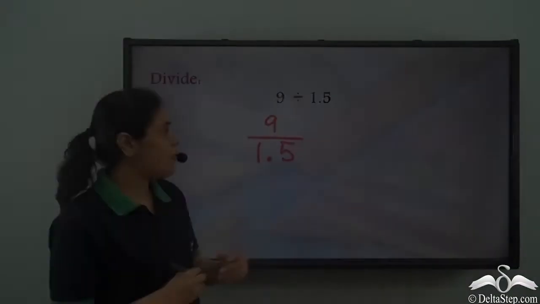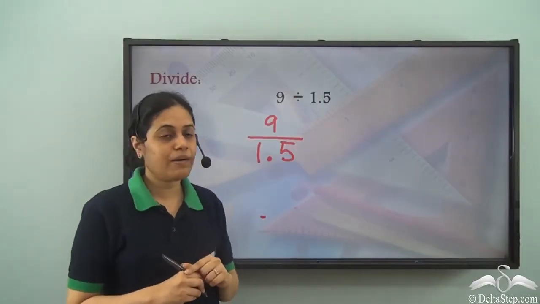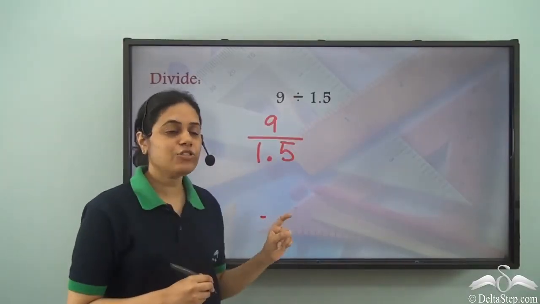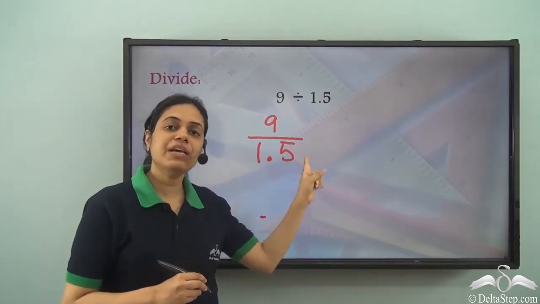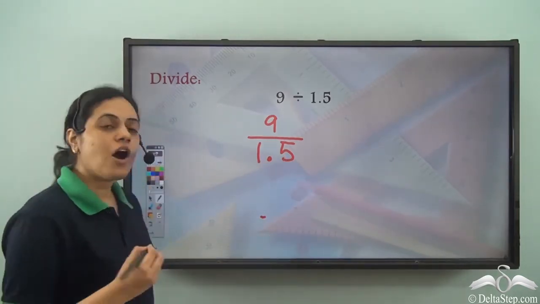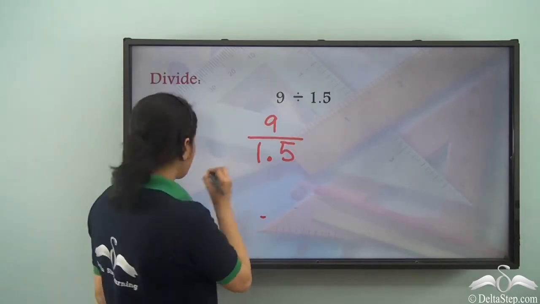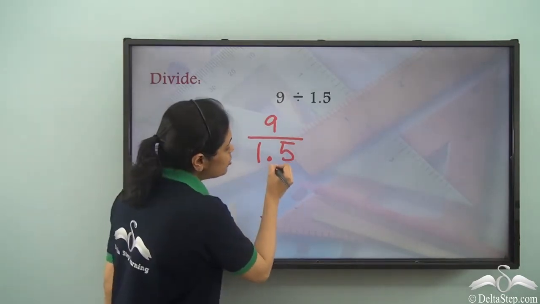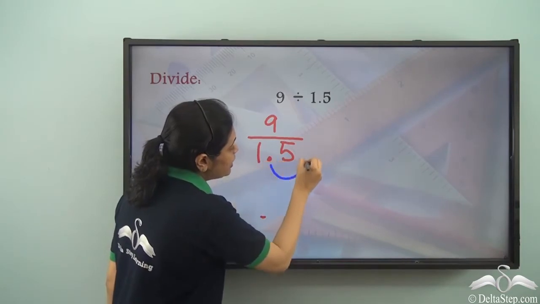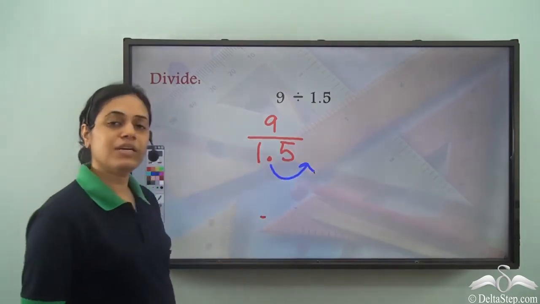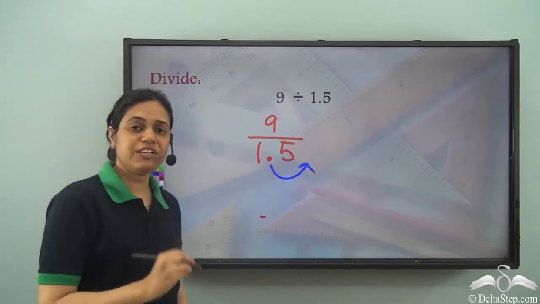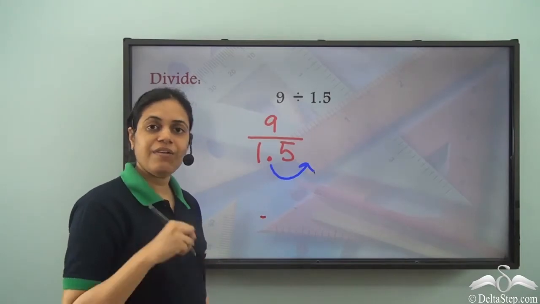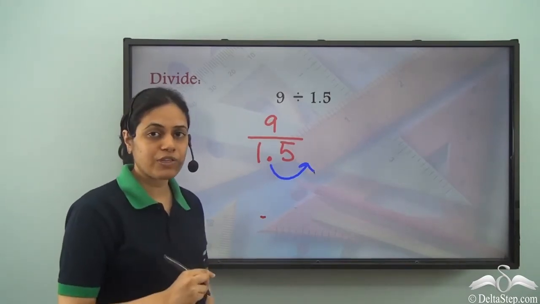1.5. Now when the divisor is a decimal number, the first thing that we need to do is to remove this decimal point and bring it to the right. How can I do that? So what I need to do is I need to bring this decimal point to the right. That is, I need to remove the decimal point of the divisor. Now, when does the decimal point shift to the right? When I multiply by a power of 10.